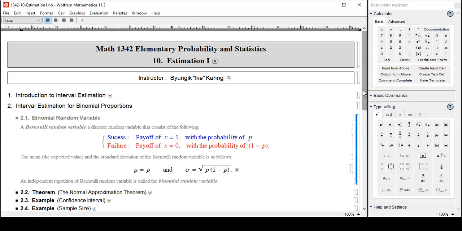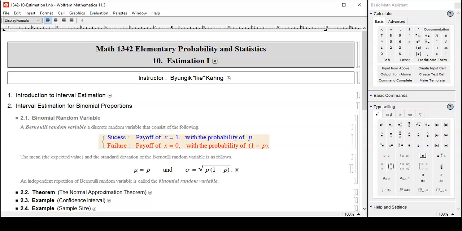A binomial random variable is an independent repetition of Bernoulli random variable, which is defined like this. A random variable with only two possible outcomes, success, failure, and nothing else. The payoffs are 1, 0, and nothing else, and the probabilities are p, 1 minus p, and nothing else. That's Bernoulli random variable.